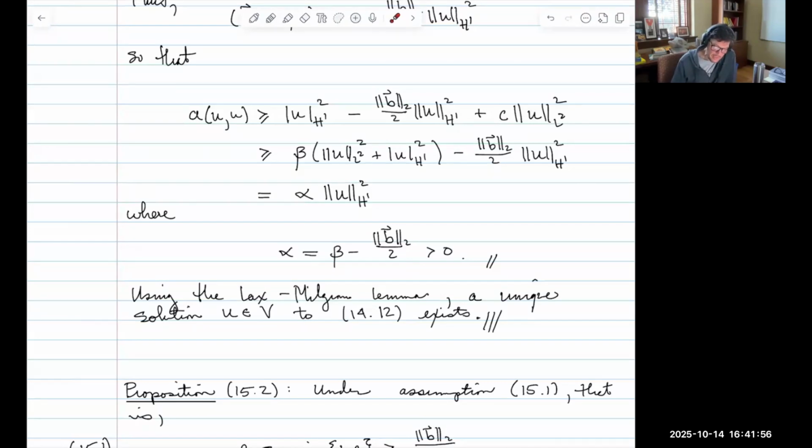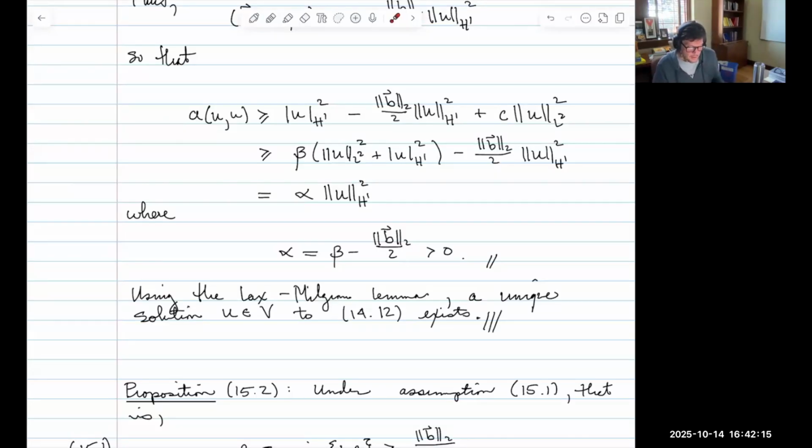Using the Lax-Milgram lemma, a unique solution to 14.12 exists, and I'm done. As long as I have continuity, coercivity, and I know that L is a bounded linear functional on V, I'm done.